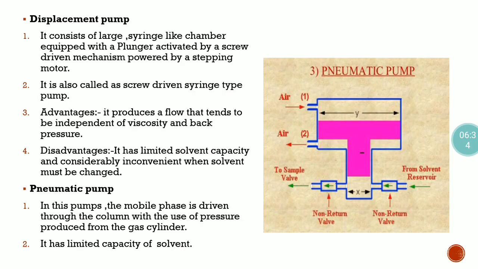Second one is displacement pump. It consists of a large syringe-like chamber equipped with a plunger activated by a screw-driven mechanism powered by a stepping motor. It is also called a screw-driven syringe type pump. Advantage: it produces a flow that tends to be independent of viscosity and back pressure. It also has disadvantages. It has limited solvent capacity and is considerably inconvenient when solvent must be changed.